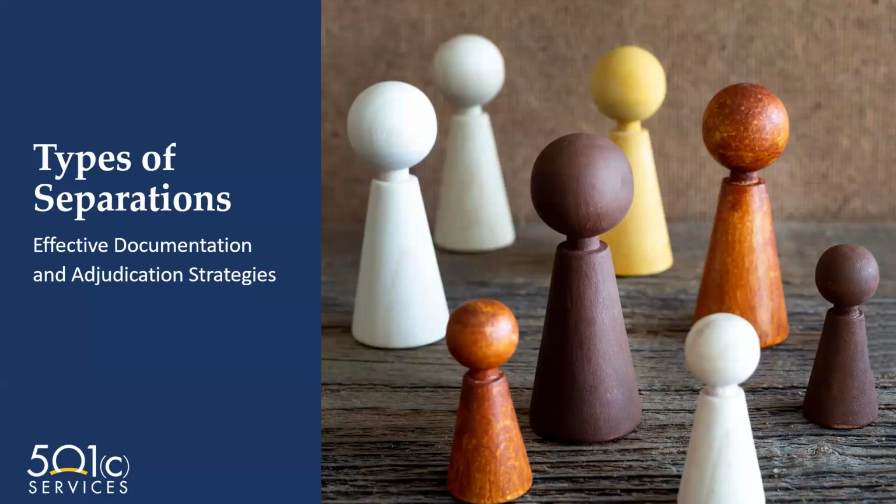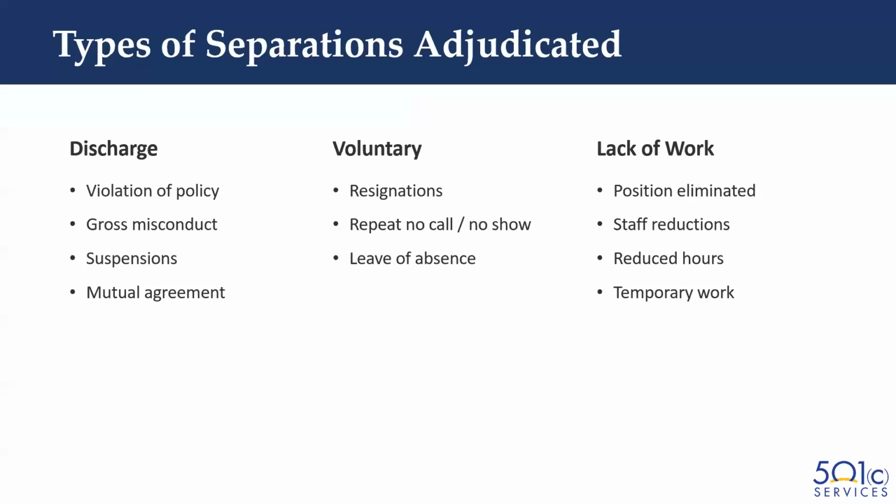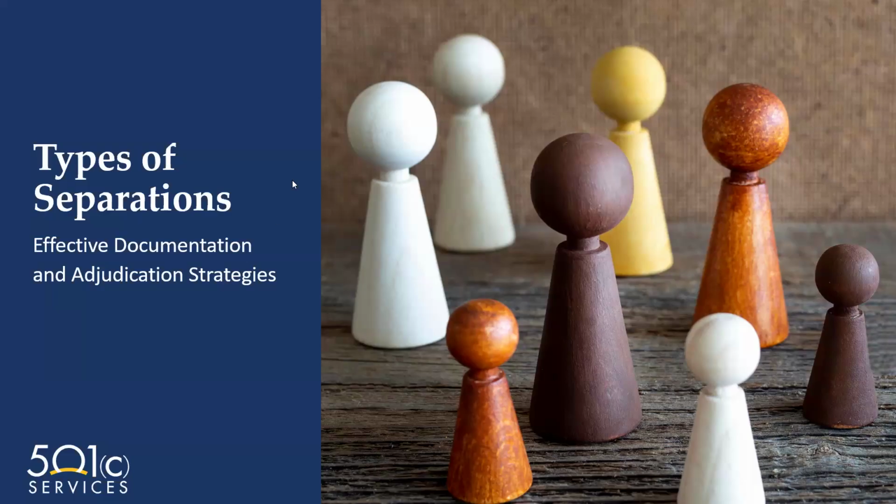Okay, so we are going to now move on to the types of separations and effective adjudication strategies. Let me start off by saying that the time to win an unemployment claim is not when you receive notice that the claim has been filed. The time to win is before that person ever separates from your company and files a claim, because once they've left, it's too late. You can't go back and ask for that written letter of resignation. You can't go back and create a timeline and the proper warning structure and those sorts of things. So this part of the presentation is going to focus on winning the claim before it's filed.